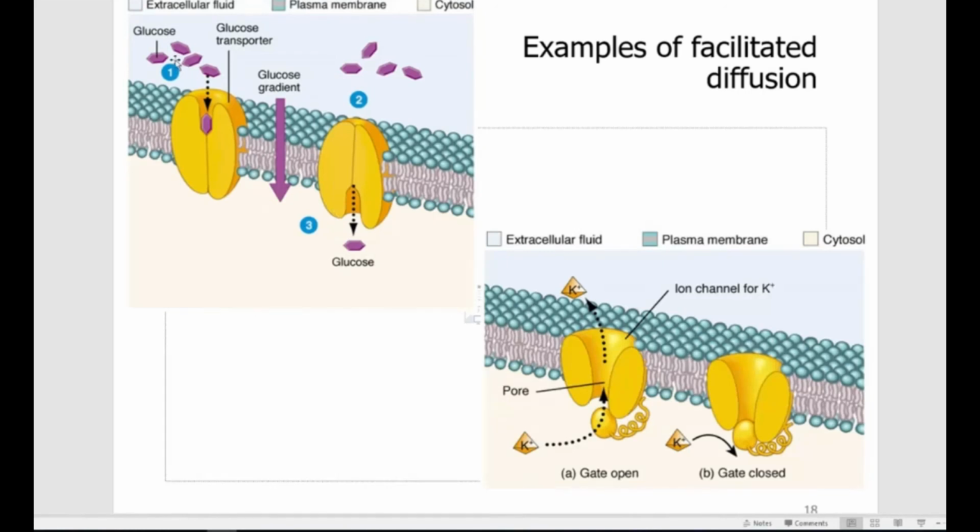Okay, so you can see the first step is glucose binds to the carrier protein, and when that happens, the protein carrier changes its configuration, right? Changes the shape. So it's going to open up on the other end. So this is how it can move the glucose across the cell membrane.